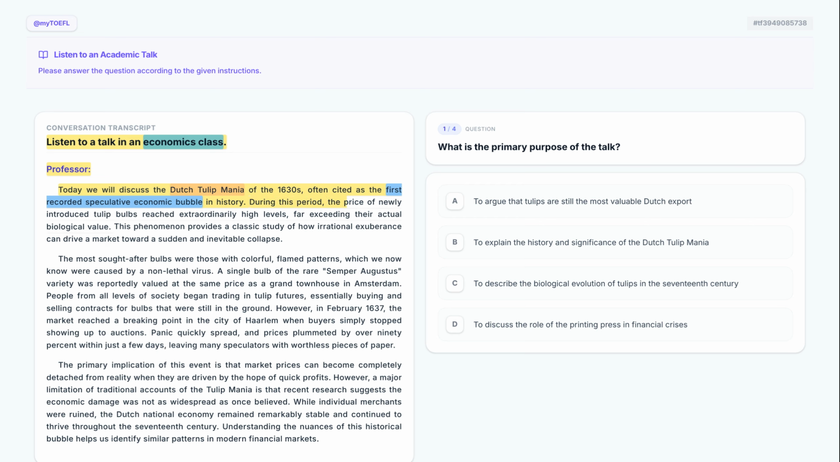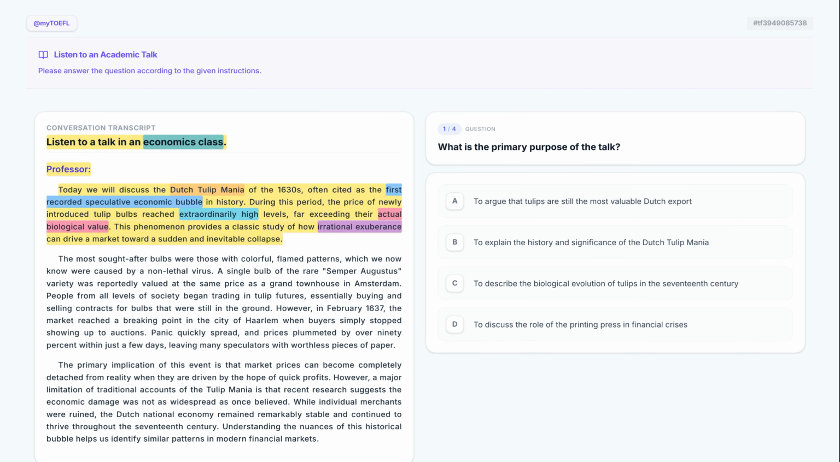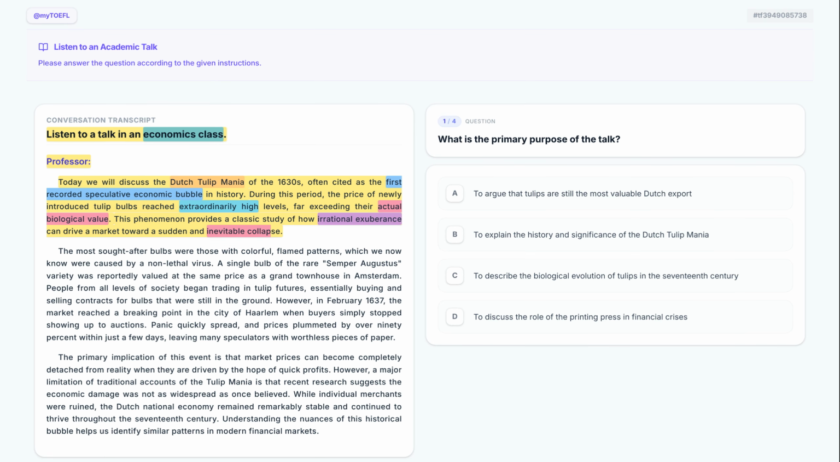During this period, the price of newly introduced tulip bulbs reached extraordinarily high levels, far exceeding their actual biological value. Here, the lecturer highlights the discrepancy in the market, noting that prices were extraordinarily high and completely disconnected from the tulip's actual biological value. This phenomenon provides a classic study of how irrational exuberance can drive a market toward a sudden and inevitable collapse. The phrase irrational exuberance is used to define the psychological driver behind the market's behavior before its inevitable collapse.